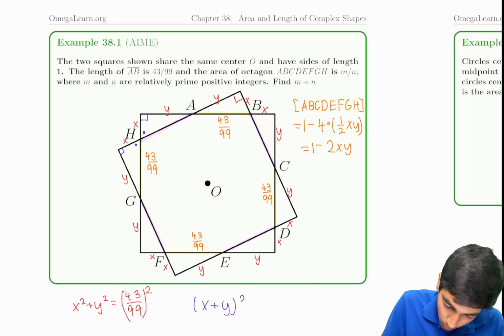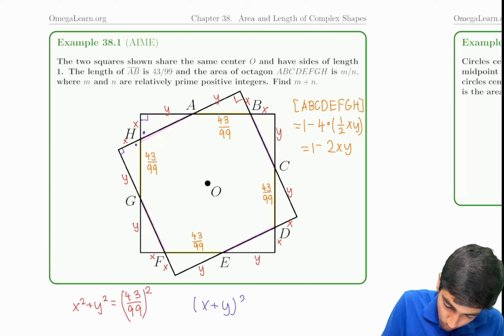And now let's plug it in to the top equation. 56 over 99 squared. That's x plus y squared. And if we subtract x squared plus y squared, which is 43 over 99 squared, that's going to give us 2xy.